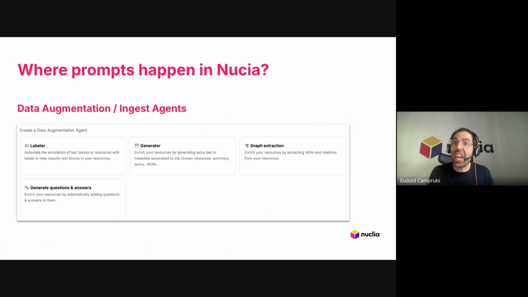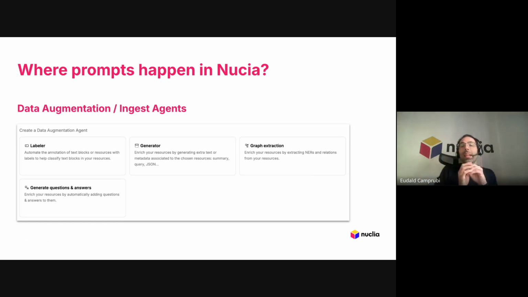And there is also another way in which you can define your prompts in Nuclia, which is at the time you define the agents. Right now we have the labeler, the generator, the graph extraction, and a way to generate Q&As. Each of those agents also provides a way to define your own custom prompt. So it's important for you to understand that a RAG pipeline has several areas which, as Carmen defined before, you can play with to make sure that you get the right outputs.